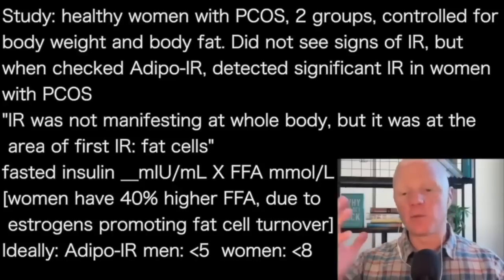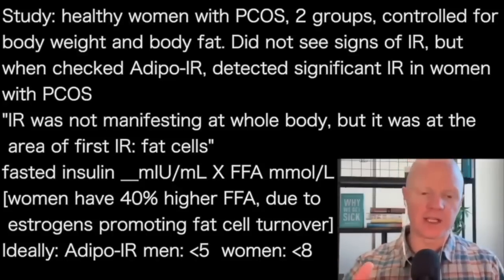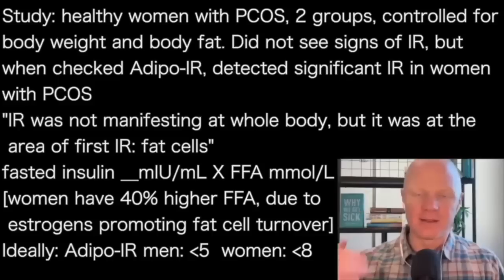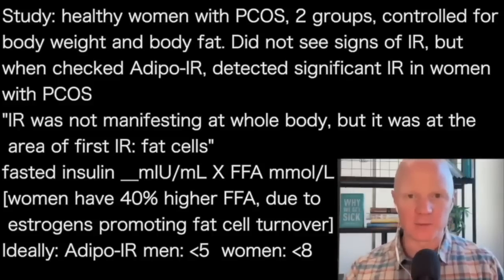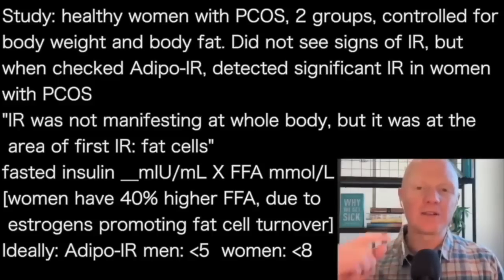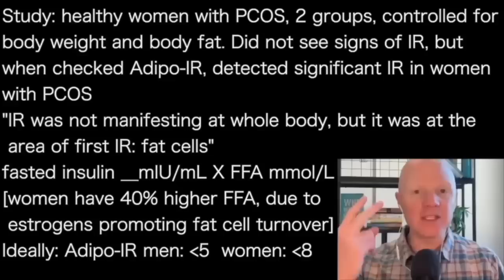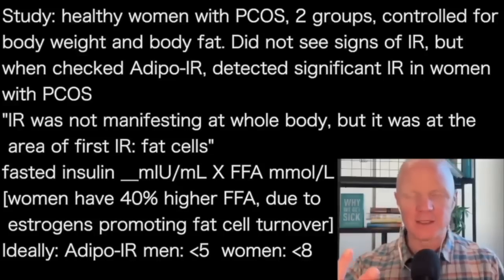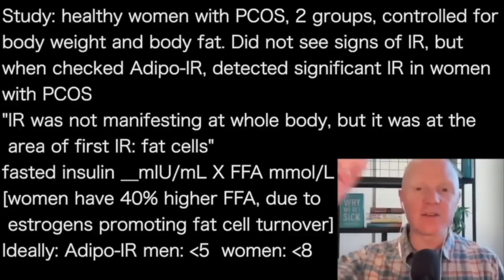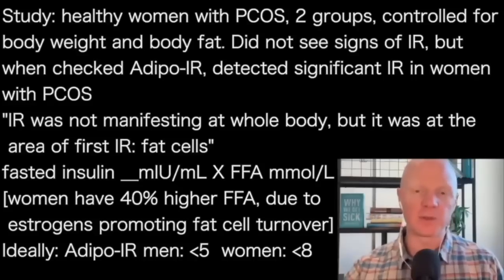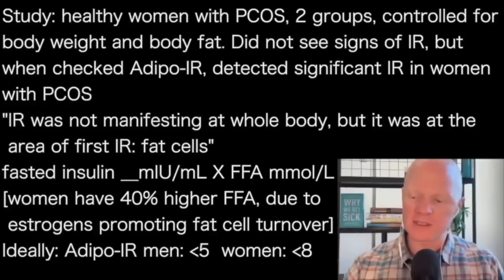And yet, in the women with PCOS in this particular study, they did not see signs of whole body insulin resistance. But when they looked at the fasted insulin in combination with the fasted free fatty acids, in other words, the Adipo-IR score, they detected a significant increase in these women with PCOS. So the insulin resistance wasn't even manifesting at the level of the whole body, but it was evident at the level of the first tissue that becomes insulin resistant, namely the fat tissue.